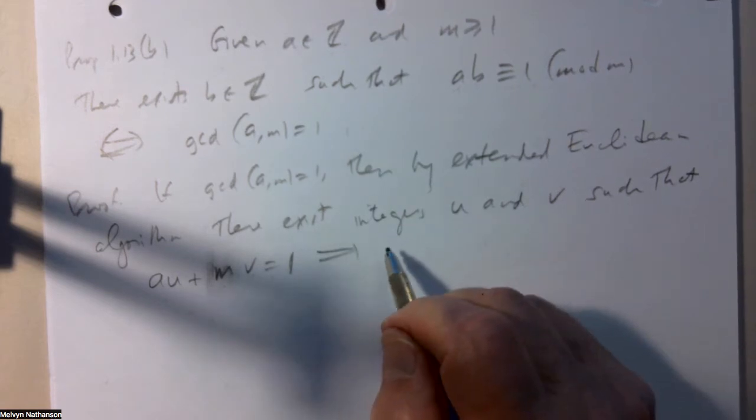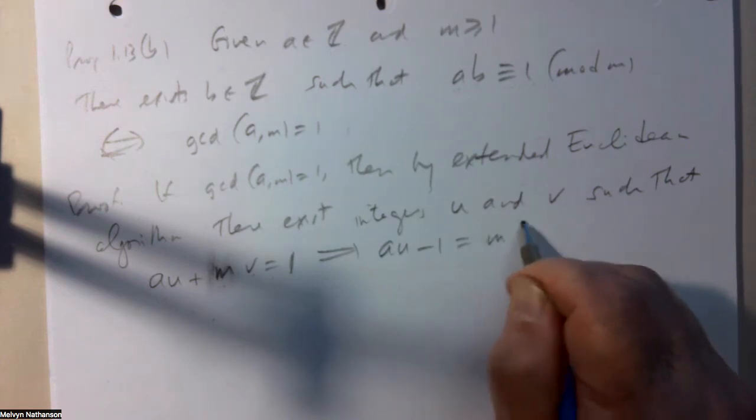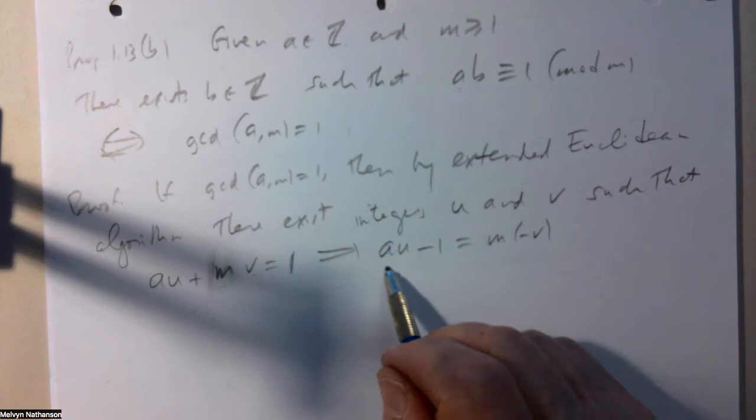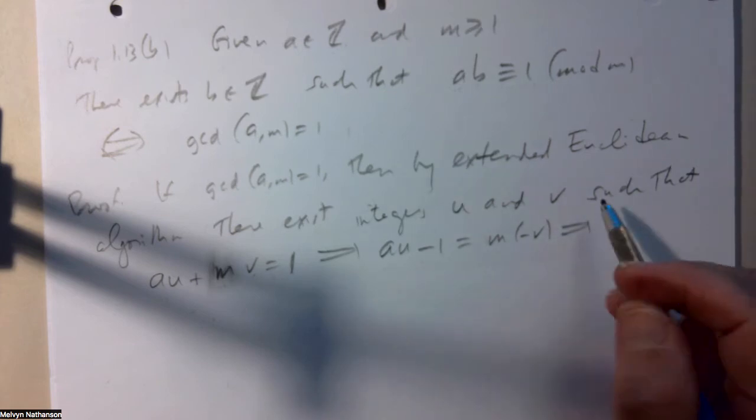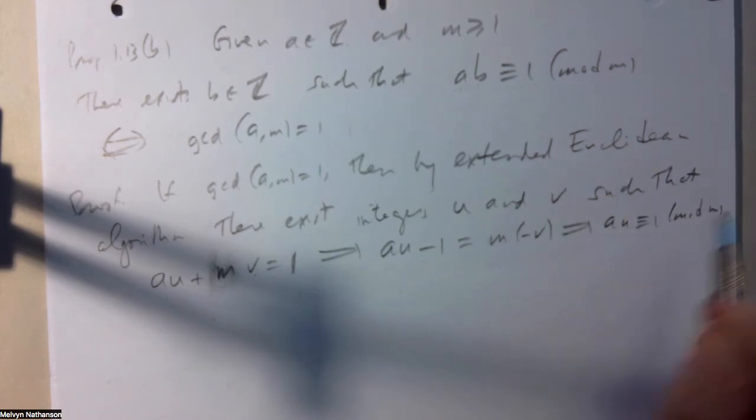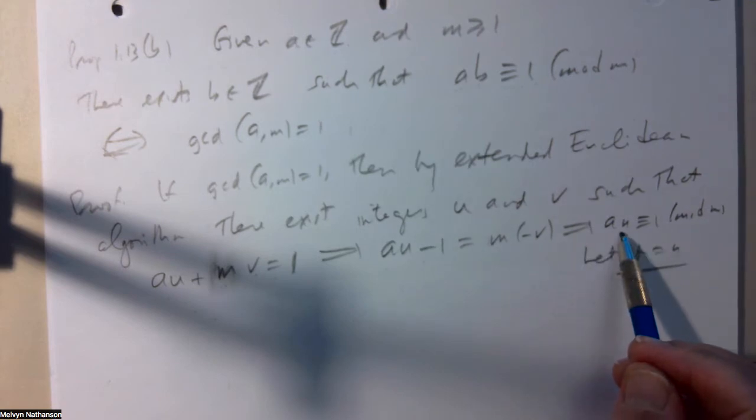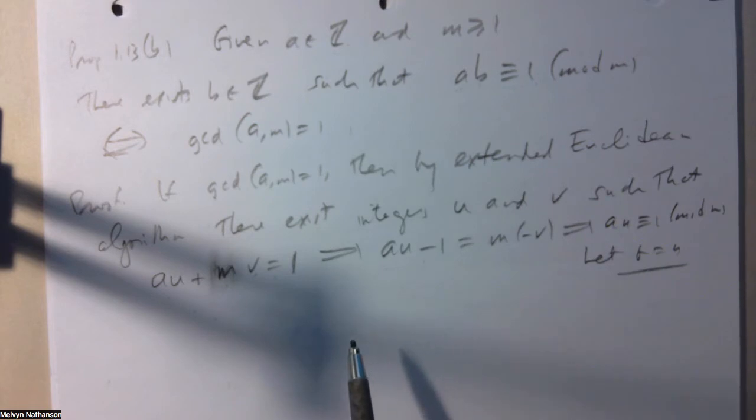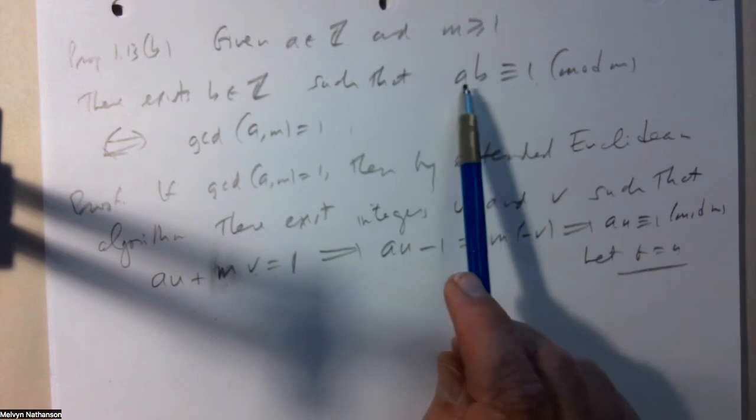Another way of saying that is that AU minus 1 is M times minus V. So AU minus 1 is divisible by M. So AU is congruent to 1 mod M, and let B equal U. I found an integer where AU is congruent to 1 mod M. So if A and M are relatively prime, there exists a B, which we can think of as a multiplicative inverse of A.